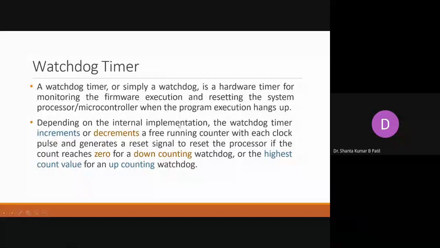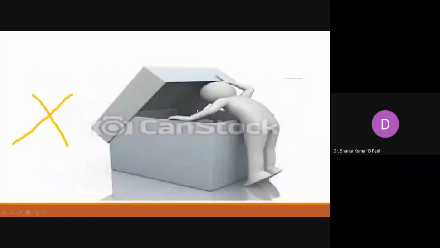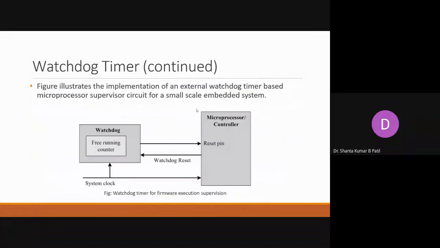While executing the program, whenever the voltage goes down, the processor malfunctions. Whenever it malfunctions, it stops sending the reset signal to the watchdog timer, and the watchdog timer understands that some problem happened with the processor. It immediately wakes up and resets the processor, so that the processor re-begins the execution from the first instruction of the program. So this is the function of the watchdog timer.